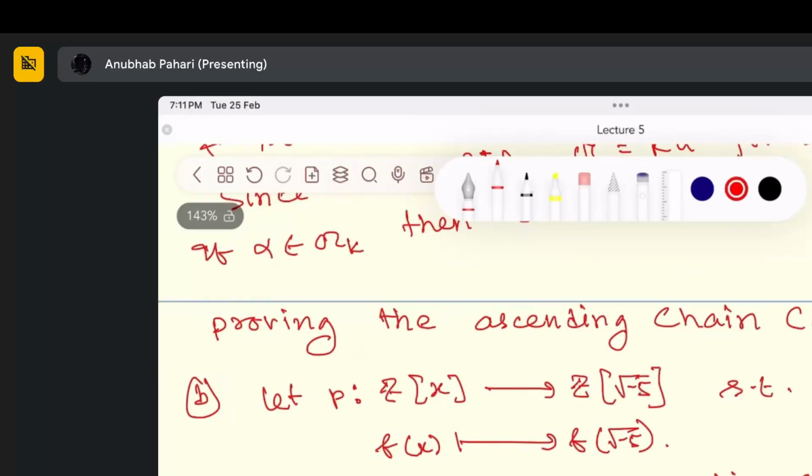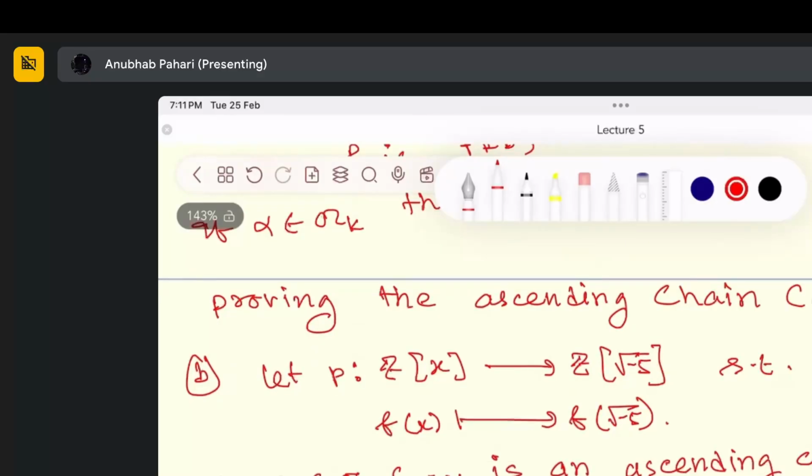Hence, it must terminate as Z is a PID, so Z is Noetherian, and by the Hilbert basis theorem, Z[x] is also Noetherian. So this ascending chain must terminate. This implies that the later chain, A1, A2, terminates.